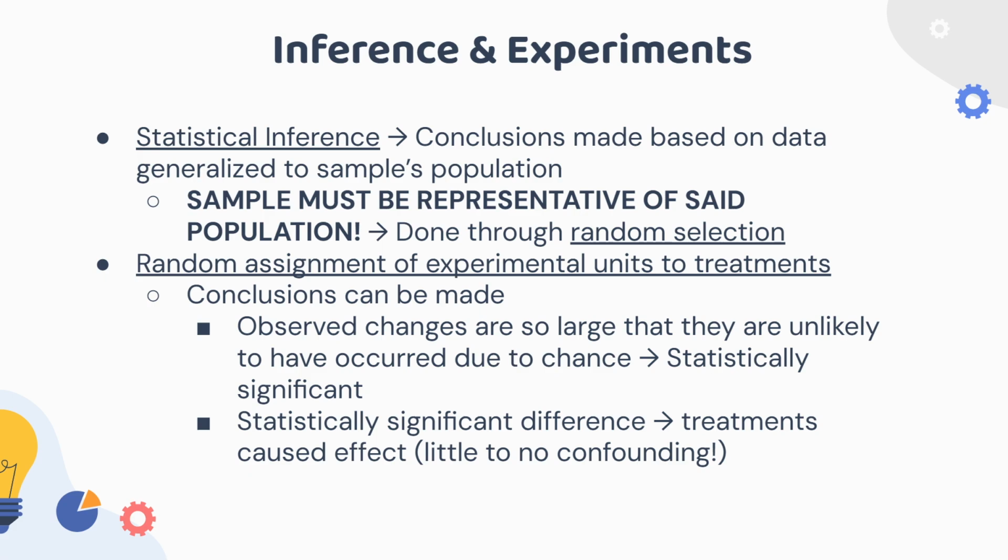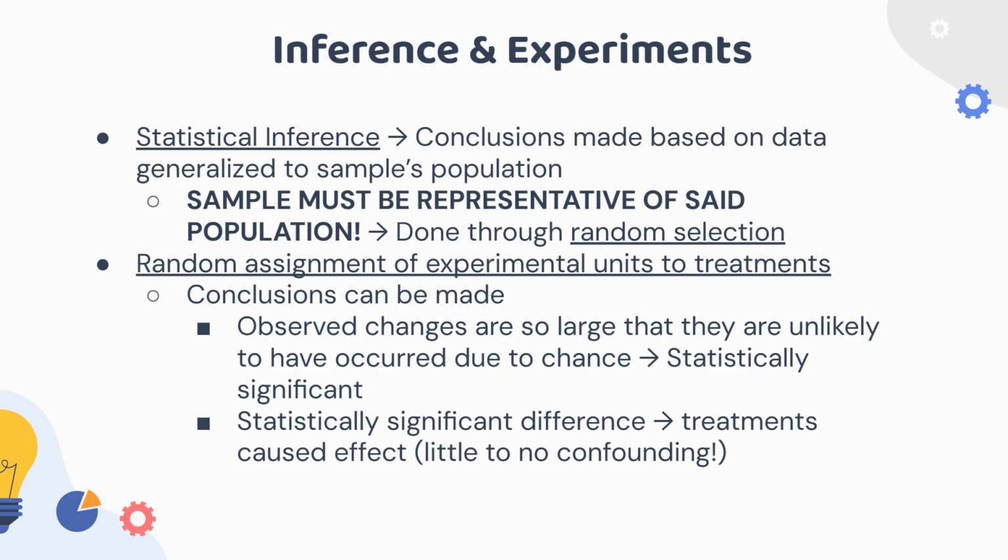And when you do a random sample, the scope of inference is that it allows you to do generalization. When you do random assignment in an experiment, you can actually make conclusions. So if you do an experiment but you don't do random assignment, that nullifies your ability to make conclusions. You can't make conclusions. So when the observed changes are so large that they are very highly unlikely to occur simply due to chance, that means it's statistically significant.